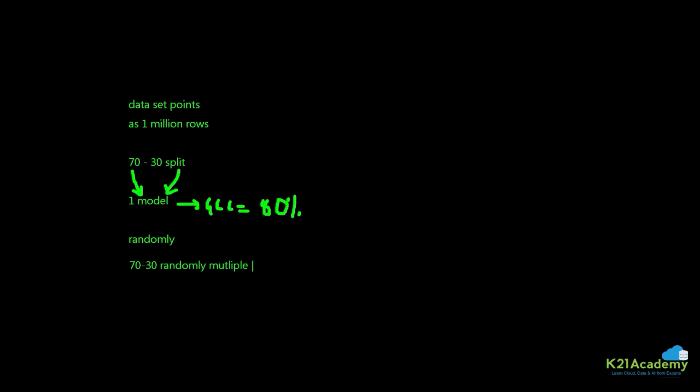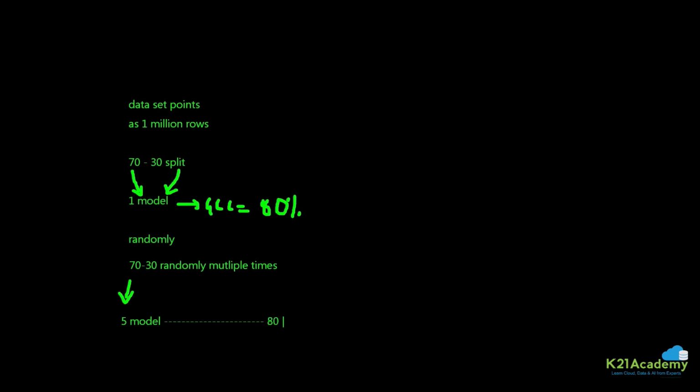When we create this 70-30 split randomly multiple times, whatever was in the test can come into train, and whatever was in the train can come into test. Or you can use 60-40 if you want it for safety, so that you get a more randomized sample. Suppose by doing this I created 5 models using the same machine learning algorithm, randomly selecting a sample of 70-30 each time.